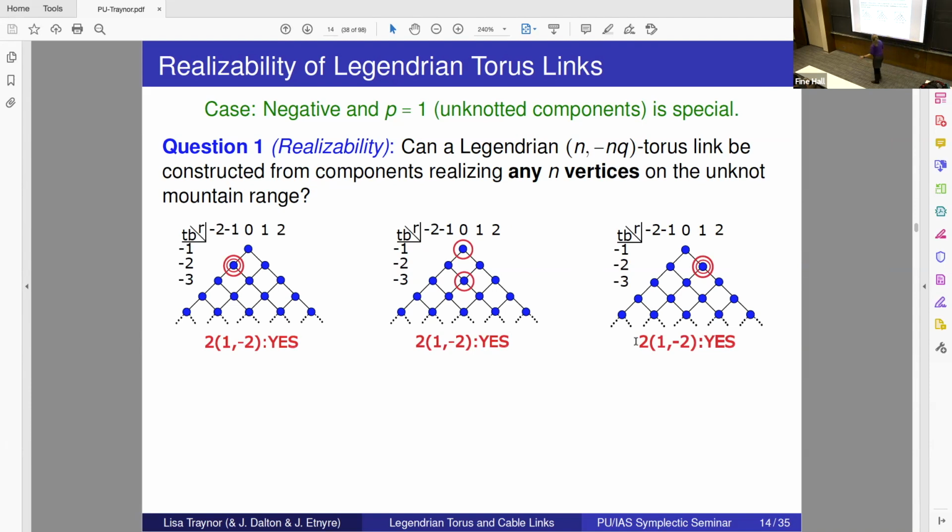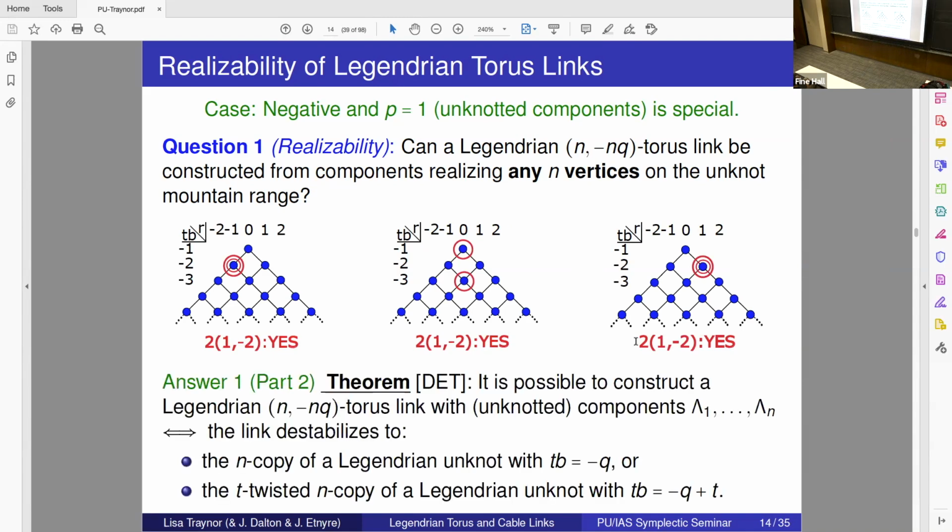So this we think of as a 2 copy. This is a 2 copy of a TB minus 2 unknot. The same thing, that's a 2 copy of a TB minus 2 unknot. Here's a 1 twisted 2 copy of a TB minus 1 unknot. So you get something really interesting. It's not at all obvious when you do this where the components are just unknots.